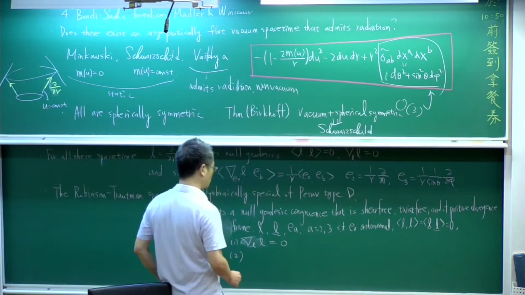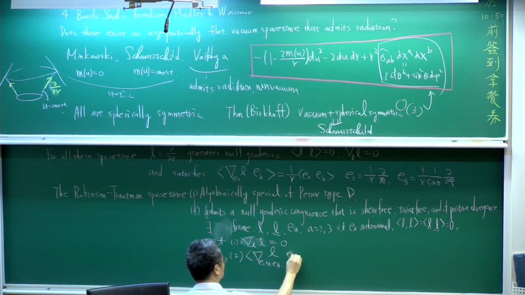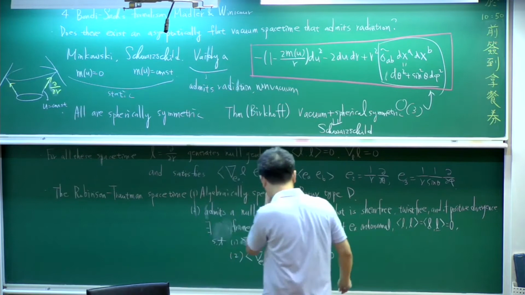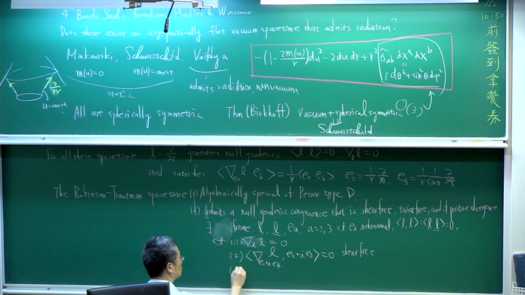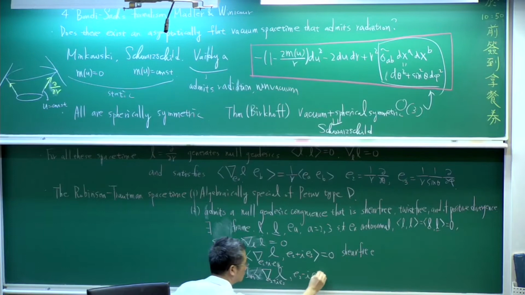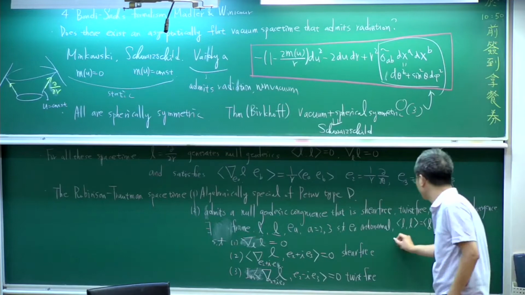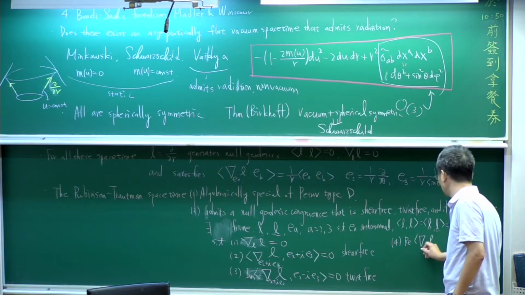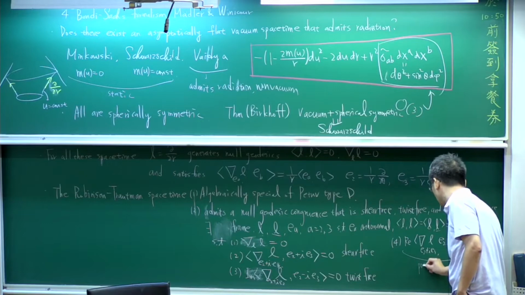And also, shear free. So what does shear free mean? Shear free means that L applied to e2 plus i e3, paired with e2 plus i e3, is equal to zero. Thirdly, the imaginary part of L applied to e2 plus i e3, paired with e2 minus i e3, is equal to zero. So this means twist free. And the real part of that is positive. So this corresponds to positive divergence.